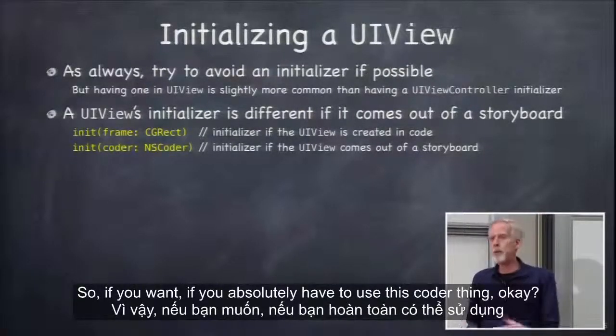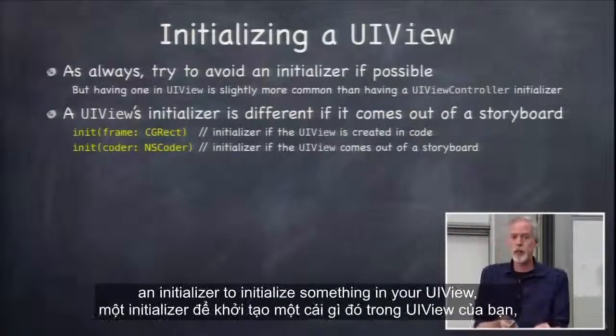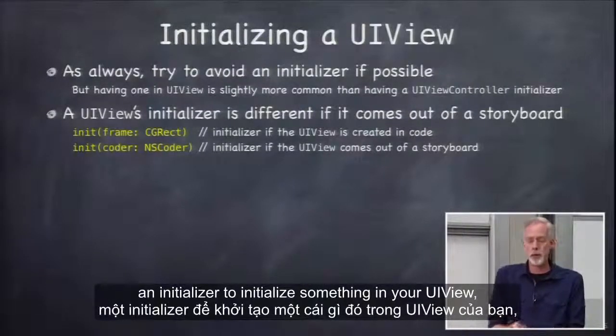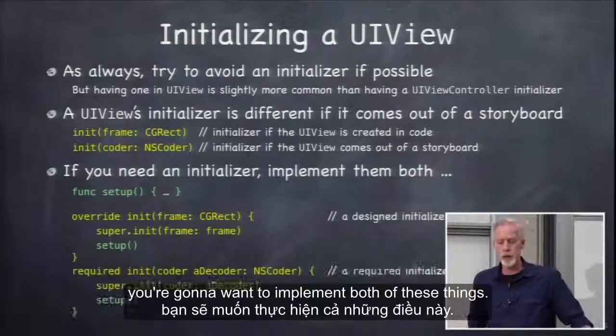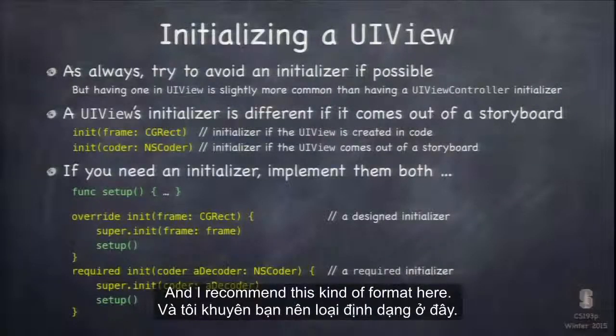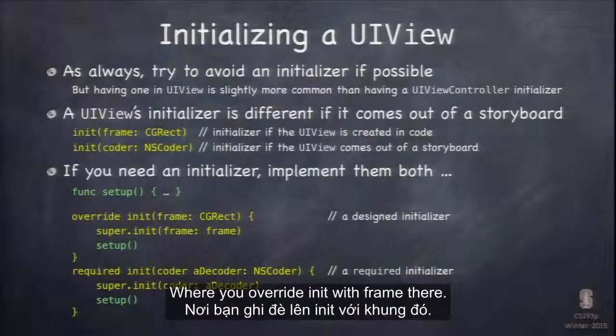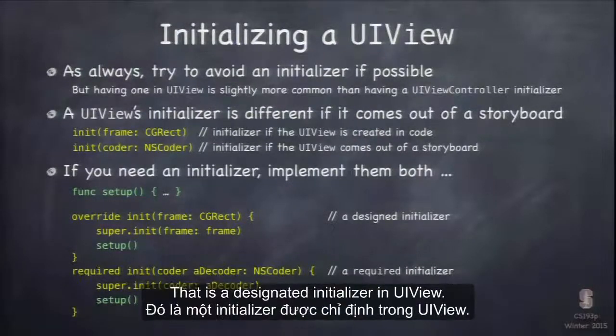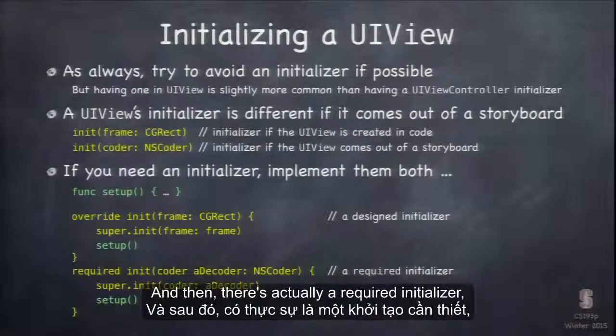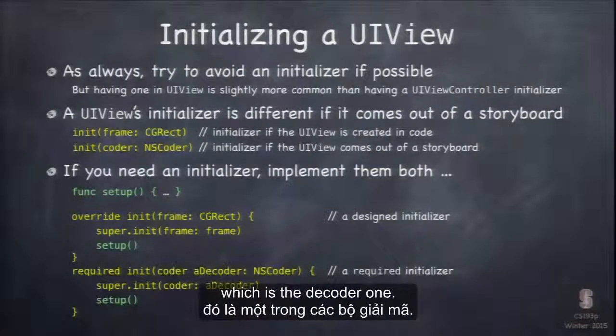So if you absolutely have to use an initializer to initialize something in your UIView, you're going to want to implement both of these things. And I recommend this kind of format here, where you override init with frame there. That is a designated initializer in UIView. And then there's actually a required initializer, which is the decoder one.